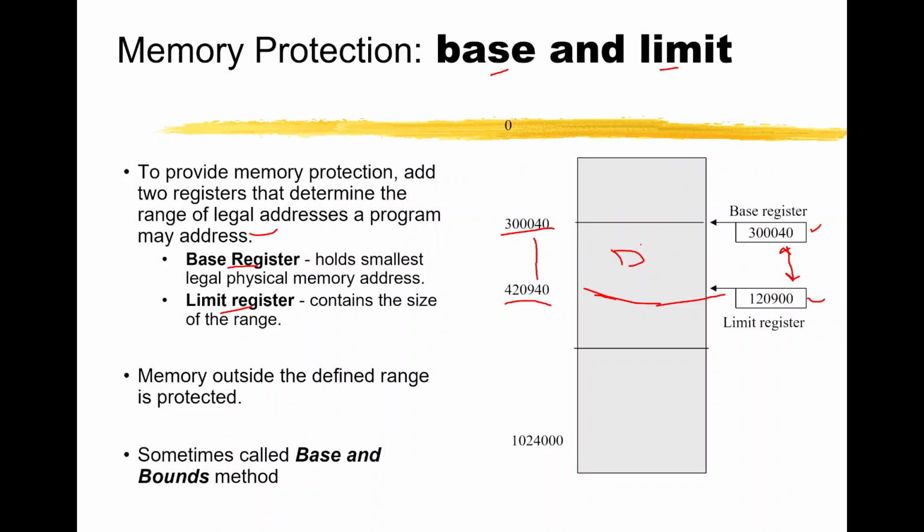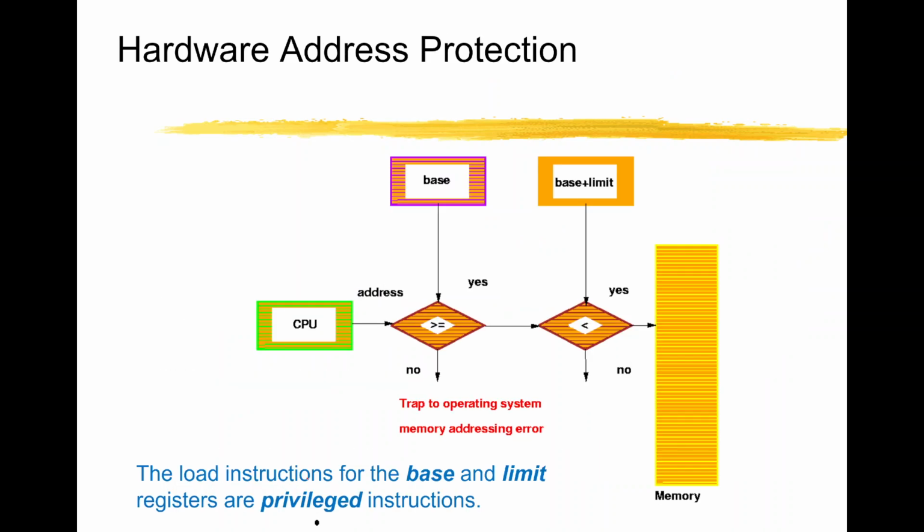So the data here is being fetched and used to execute. Memory outside the defined range is therefore protected. So it's not going to pick anything up here, it's not going to pick anything down here, just within its range. And sometimes it's called the base and bounds method. That's one of the ways of protecting memory.